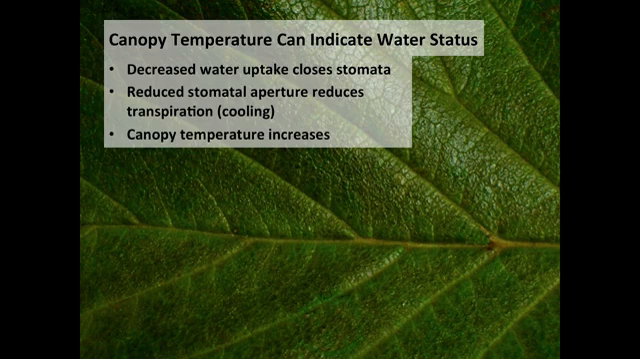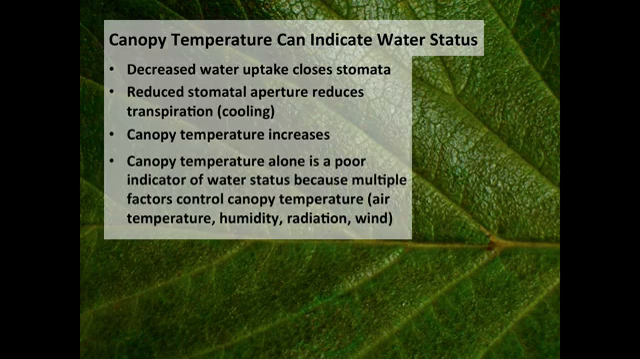Stomatal closure reduces the stomatal aperture, or the degree of opening, and this in turn reduces the transpiration, or the evaporation of water from the stomata. Evaporation is a cooling process, so as stomata close in response to a drawdown of soil water, plants aren't as cool as they otherwise would be, so the canopy temperature thereby increases.